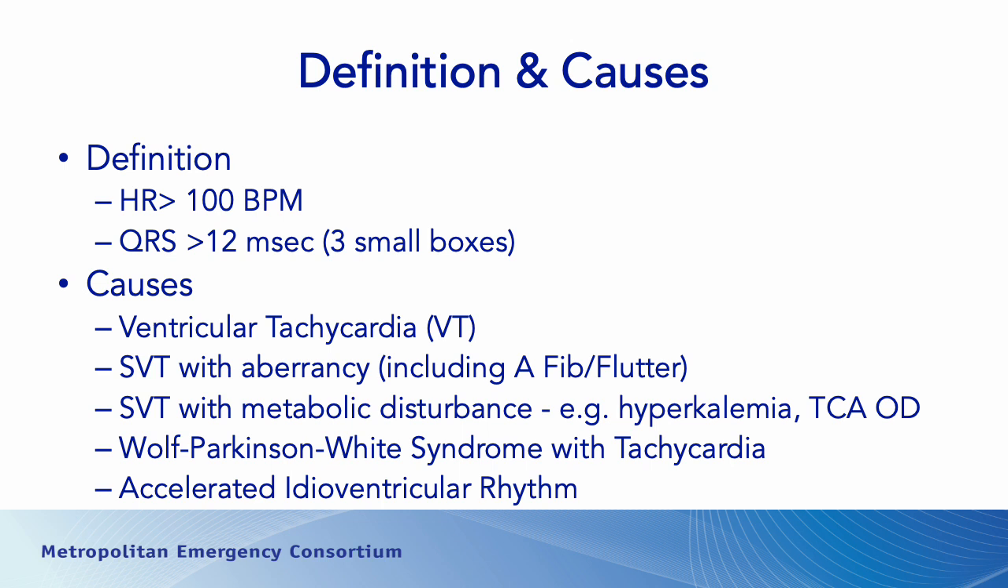What could it be? Well, we always think about ventricular tachycardia, but we also think about things like SVT with aberrancy, including atrial fibrillation and atrial flutter. It could be SVT with a metabolic disturbance, such as hyperkalemia or tricyclic antidepressant overdose. It could be WPW with tachycardia and associated aberrancy. It could also be something called accelerated idioventricular rhythm, which we'll talk about halfway through this discussion.